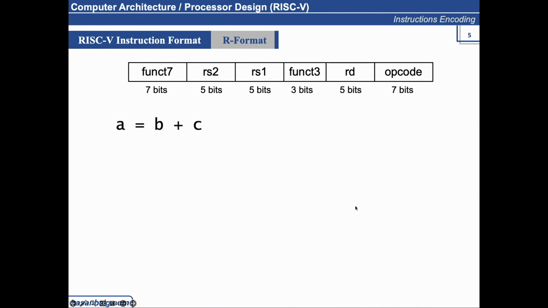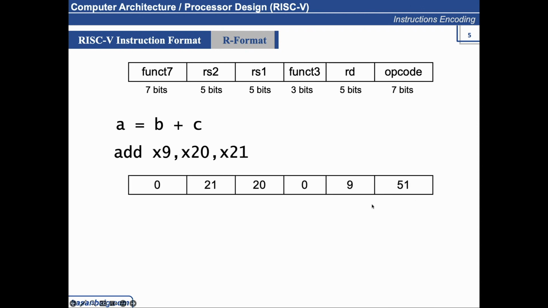So let's take an example of what you write as high-level language code, like this: A equals B plus C, and we have studied how it is translated into RISC-V assembly code to something like this: add x9, x20, x21. Let's say x9 corresponds to A, x20 corresponds to B, and x21 corresponds to C. This instruction is converted into machine language with the help of a piece of software which we call an assembler, into machine language like this.